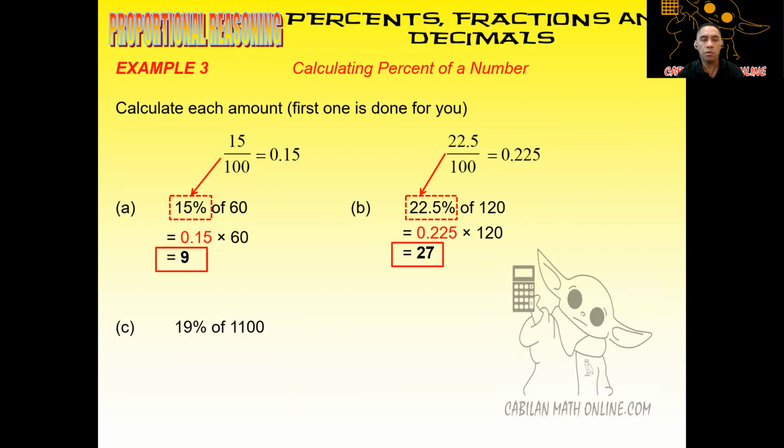And last but not least here, we're now going to take 19%. We're going to take the 19, divide that by 100, gives me 0.19, multiply that by 1,100, and that gives me 209. Okay?